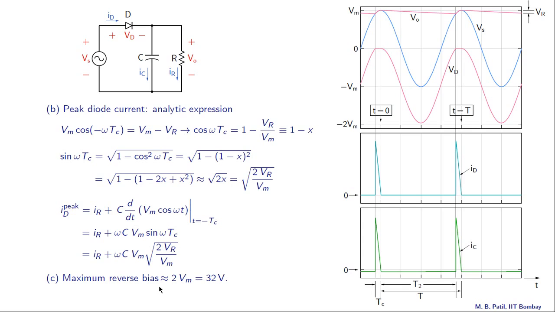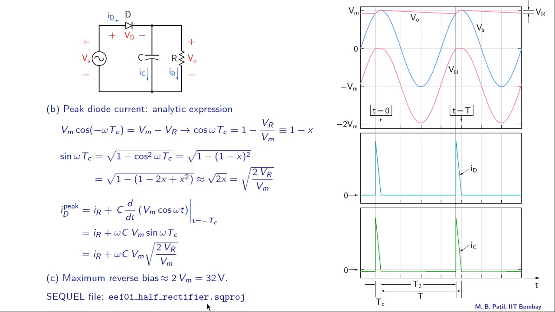And we should keep in mind that all these calculations that we are doing are not simply academic curiosity. These numbers, that is the average diode current, the peak diode current, the maximum reverse bias, are very important in practice, because that will decide what diode we are going to pick over here, and consequently the cost of the circuit that we are going to build.